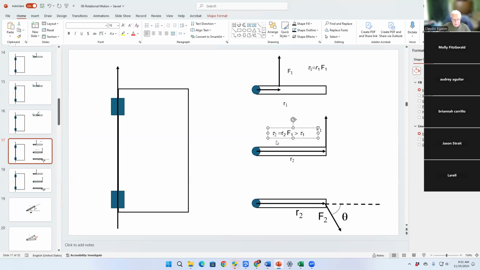Now we're going to have a torque 3 that's going to be given by R2 F2 sine of theta, which is going to be less than tau 2, torque 2.